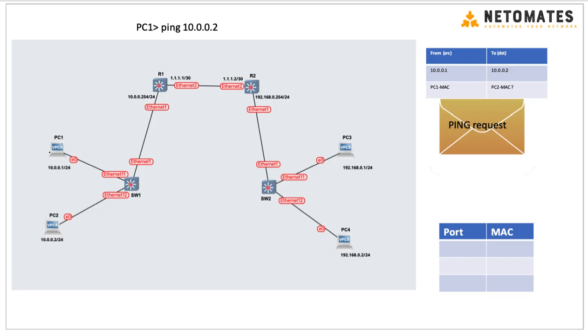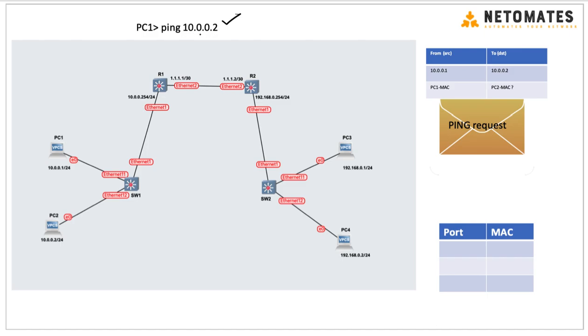In the end we should be able to ping from PC1 to PC2, PC1 to PC3 and PC1 to PC4. So let's see the first scenario. From PC1 we are pinging 10.0.0.2. What will PC1 do first when we issue this command? We are asking PC1 to send a ping request for 10.0.0.2.